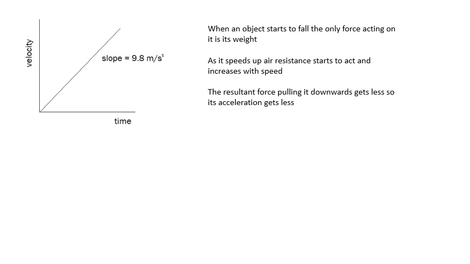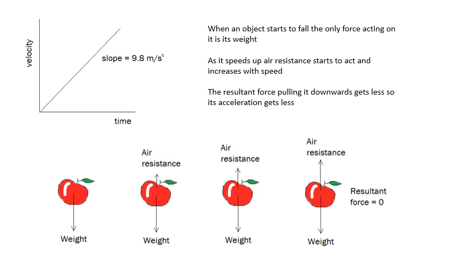When an object starts to fall, the only force acting on it is its weight. However, as it speeds up, air resistance gets bigger and bigger. Air resistance increases with speed. And so you've got the force pulling it down, air resistance trying to stop it moving. So the resultant force, which is its weight minus air resistance, will get less and less. And in fact, eventually, the resultant force will be zero.